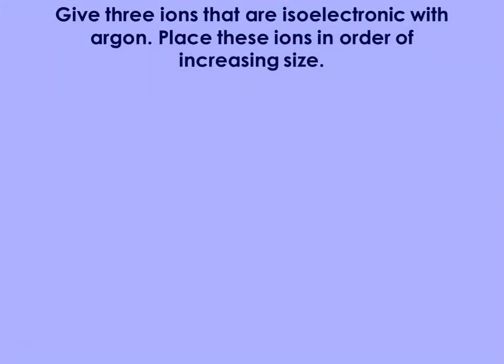Three ions that are isoelectronic with argon. If I'm asked a question like this, I first find out how many electrons argon has, which is 18, and then I want to make ions on other sides of argon that also have 18 electrons. So here are just some examples of ions.